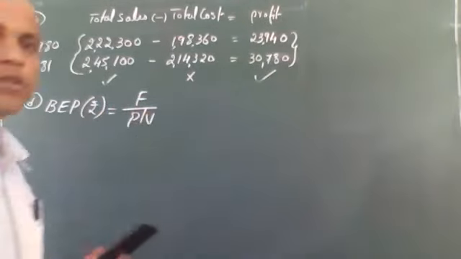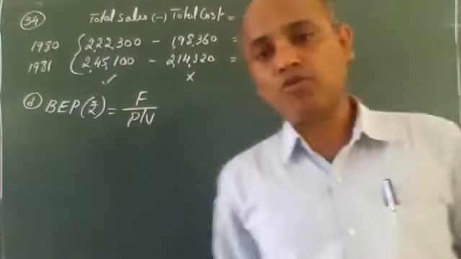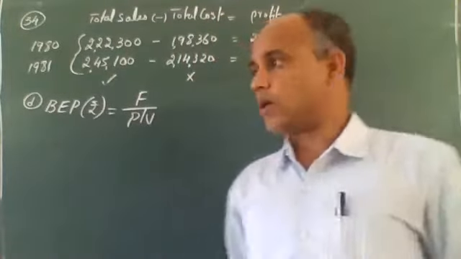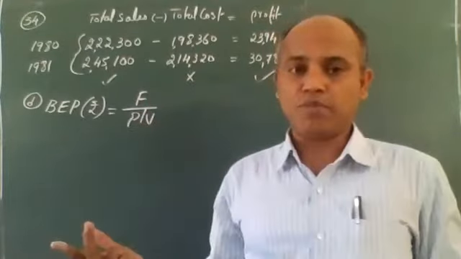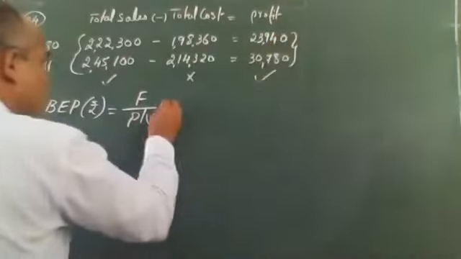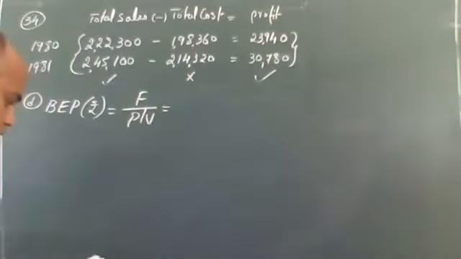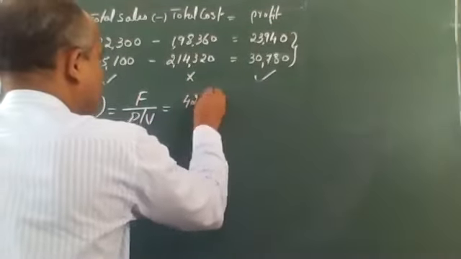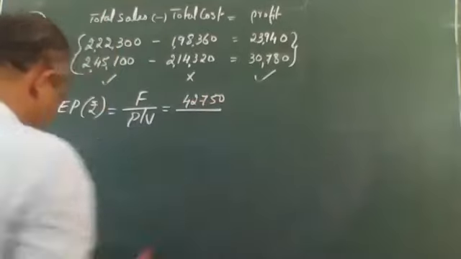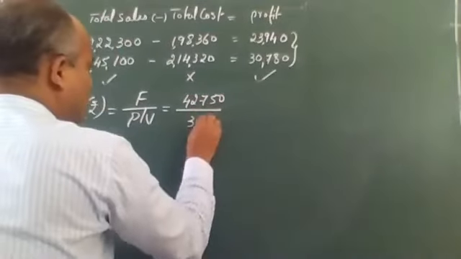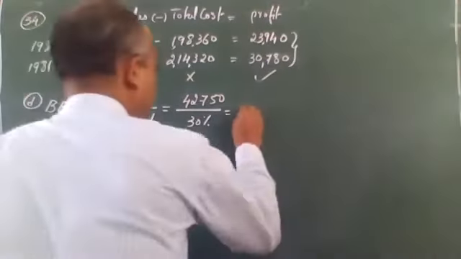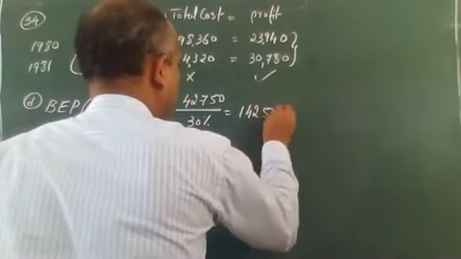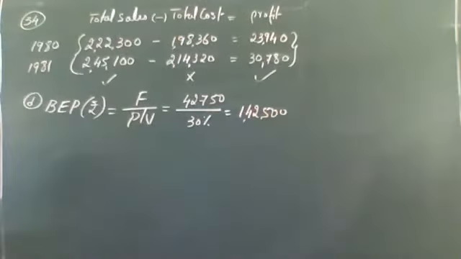Now the question is, sir, do we have to calculate separately for both the years? Answer is no. Sir, why? Because fixed cost is the same for both the periods, PV ratio is the same for both the periods. So I can directly apply what was our fixed cost in the question. I think it is 42,750. PV ratio, I think we got 30%. So apply this, you get the break-even point answer. That is coming to around 1,42,500. Is that okay? That is the D bit.